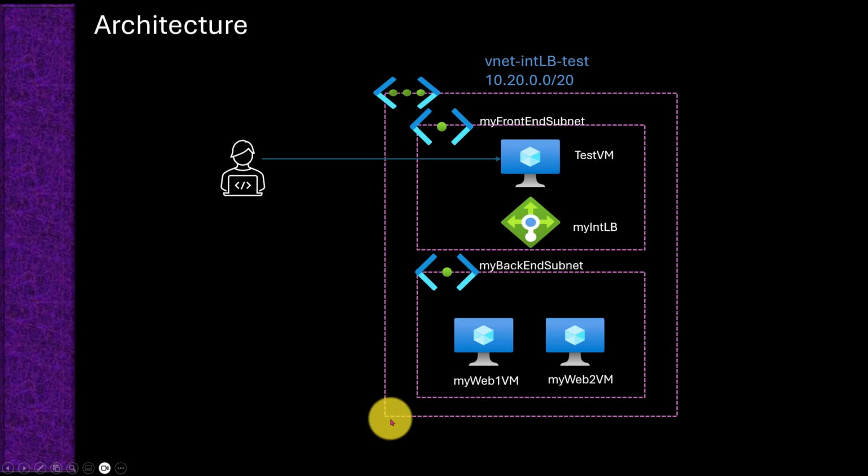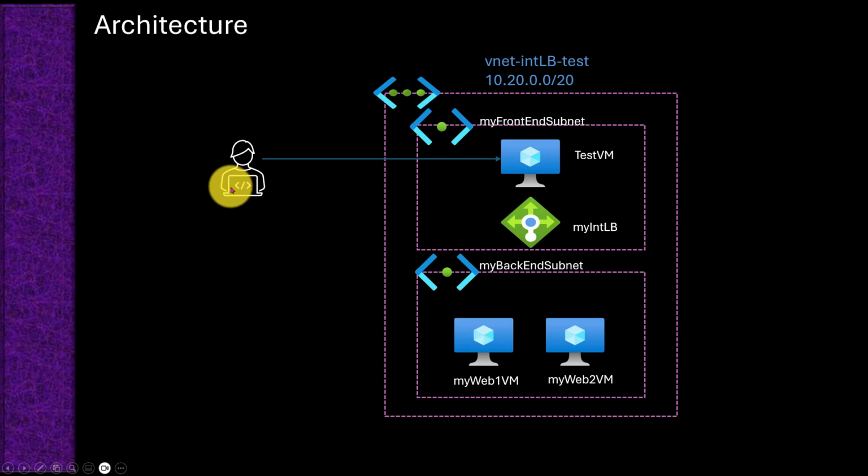I've got one virtual network, named vnet intlb test, and this is the CIDR that I allocated to this virtual network. Within this virtual network, we are going to create two subnets, my front-end subnet and my back-end subnet. In the front-end subnet, we're going to spin up the load balancer, which is going to be the internal load balancer, and one test VM. And in the backend subnet, we're going to spin up two web virtual machines.